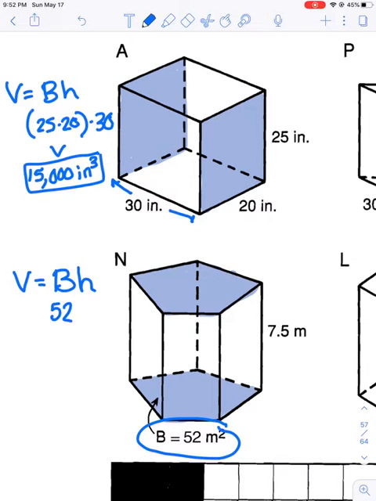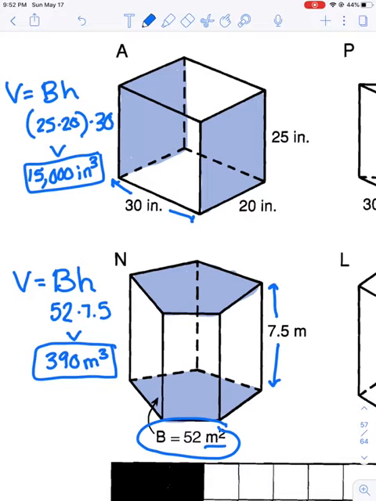I don't have to think about what two numbers to use. They already did all the calculations. It's 52. And then how far apart are the two bases? 7.5. Go ahead, put that into your calculator and find the answer. Make sure you put units. Pause the video if you need more time. This one is 390 meters cubed.